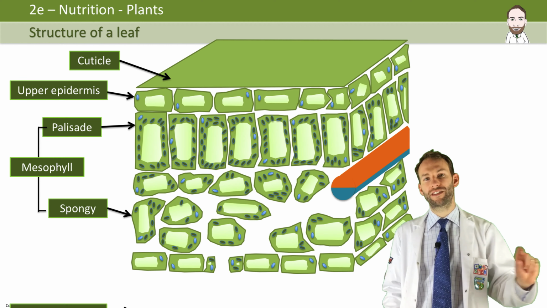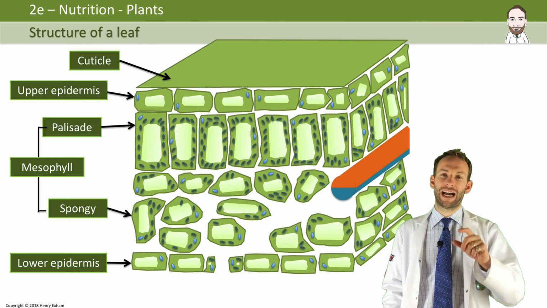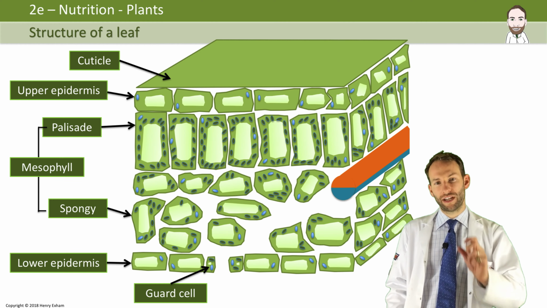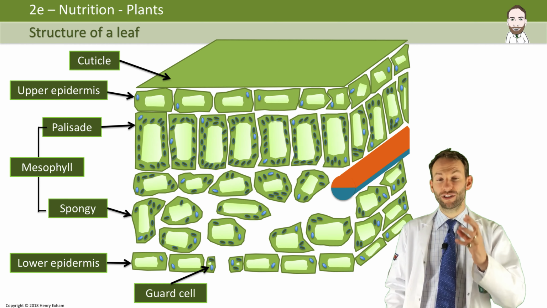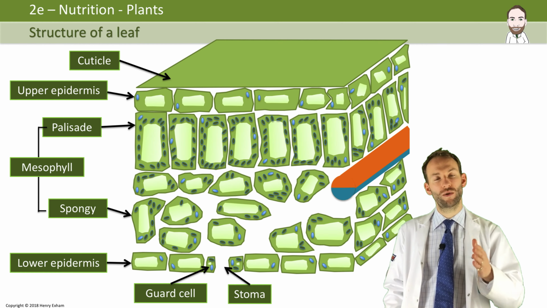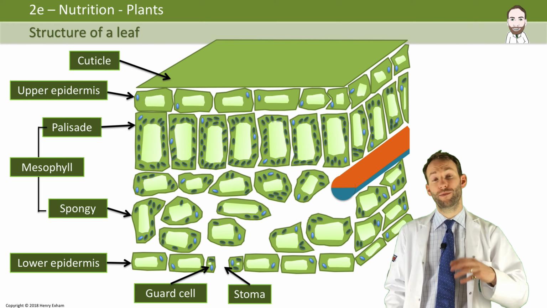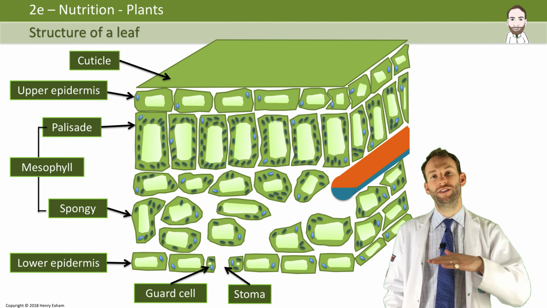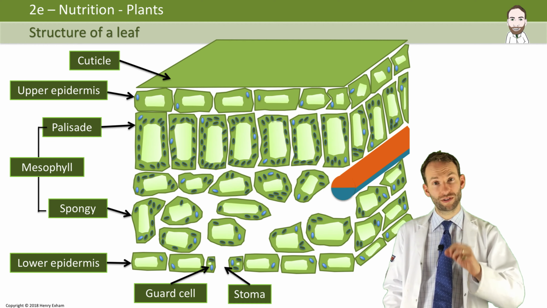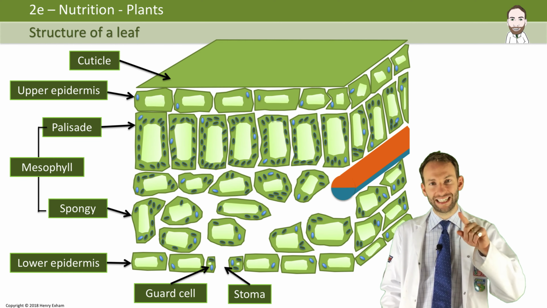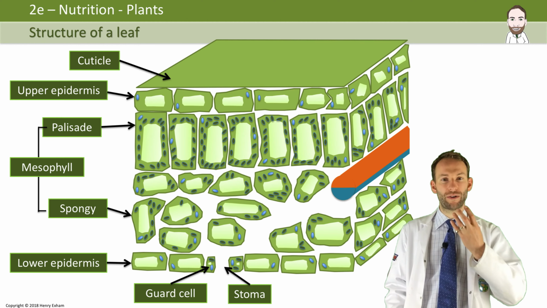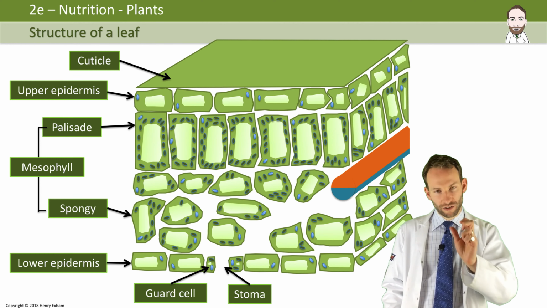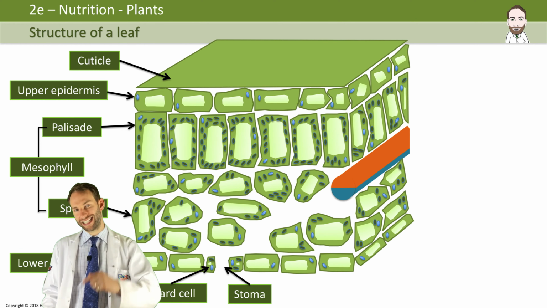At the bottom you've got a layer of cells called the lower epidermis, and within that lower epidermis there's a few interesting special cells called the guard cells, and they are actually guarding a little entrance or exit to the leaf which is called a stoma, and lots of them are called stomata, the plural. There are hundreds of stomata underneath a leaf, these tiny little pores, these little holes which allow gases in and gases out. It's a bit like a little mouth, like we've got a mouth for breathing, gases in and out go into our lungs. Here you've got lots of these little stomata and they let the gases in and out of the leaf.